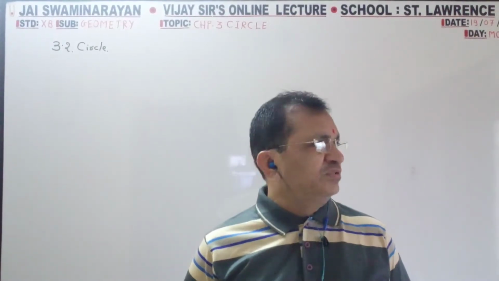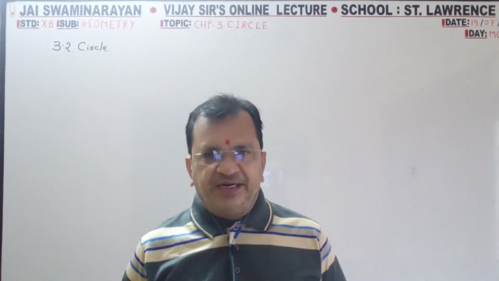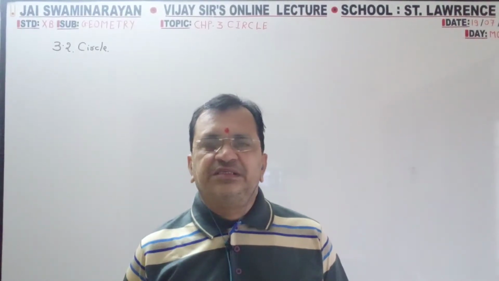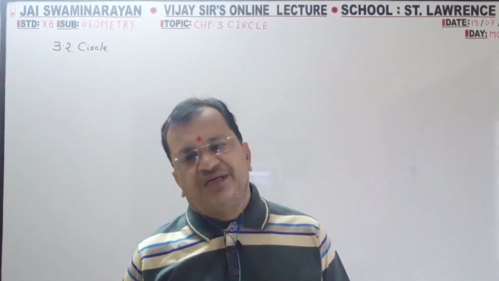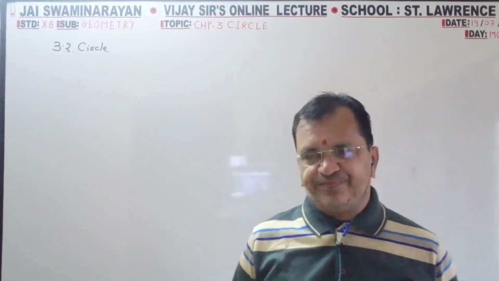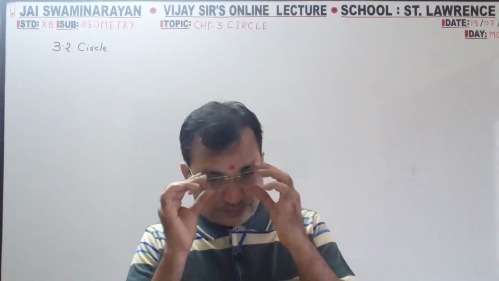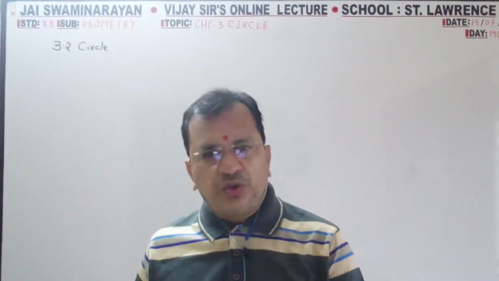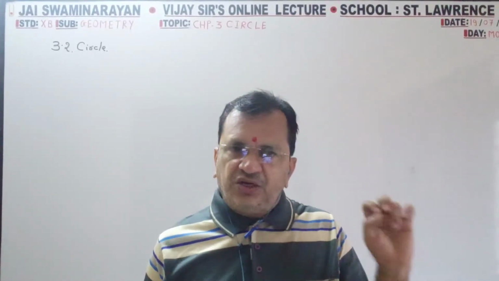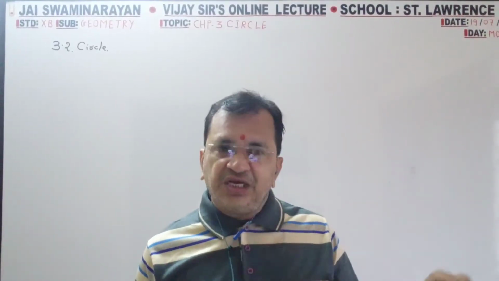Geometry, chapter number 3, Circle. Point 1 we have completed. Two circles touching externally, two circles touching internally, diagrams and formulas we have done. Now, 3.2. In your unit test, in algebra chapters 1 and 2, in geometry chapters 1, 2 and 3, up to 3.2.